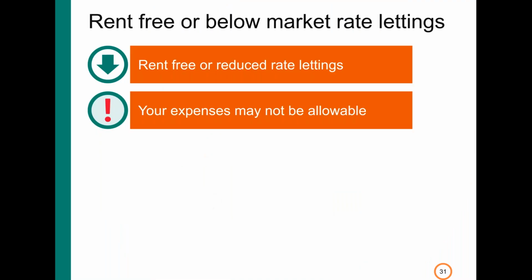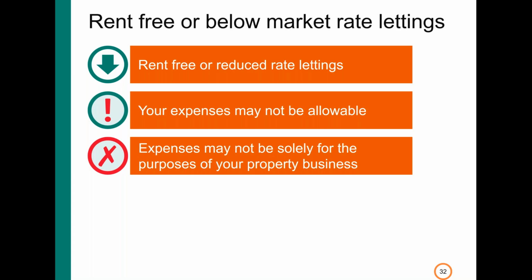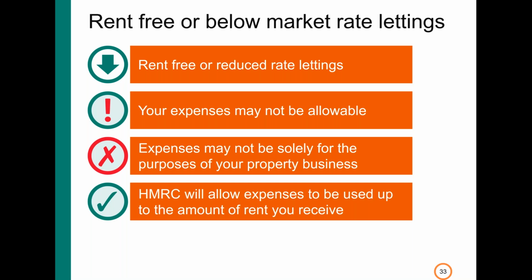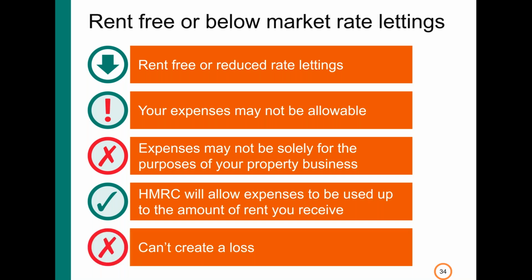If you're letting a property at a reduced rate, your expenses may not be allowable. For example, if you let a property to a relative or friend below the market rate. This is because the expenses may not be solely for the purposes of your property business. However, HMRC will allow you to use expenses up to the amount of rent you receive, but not to create a loss for tax purposes.